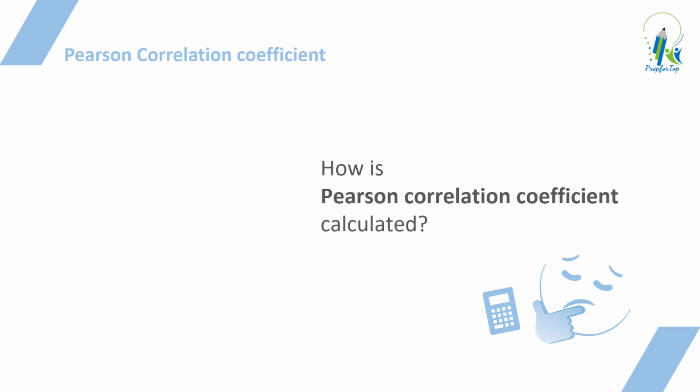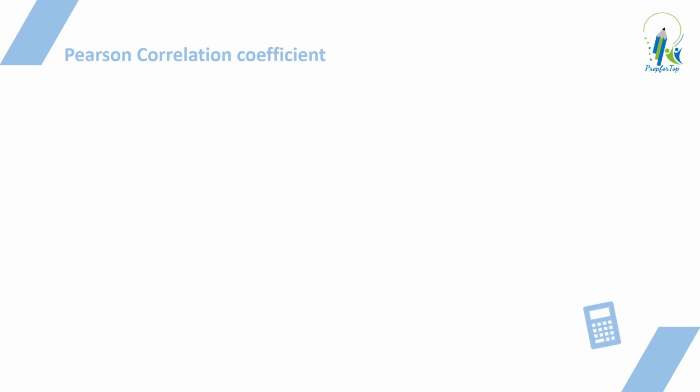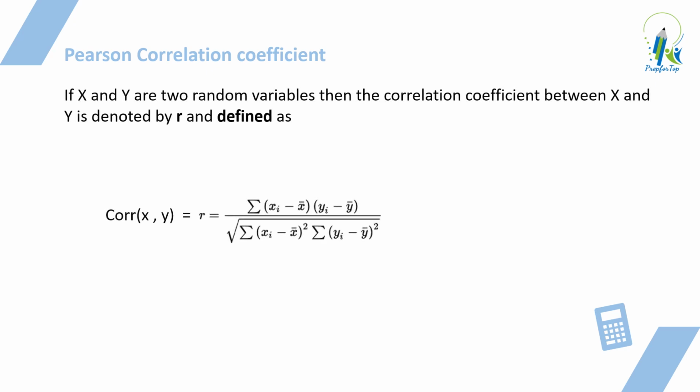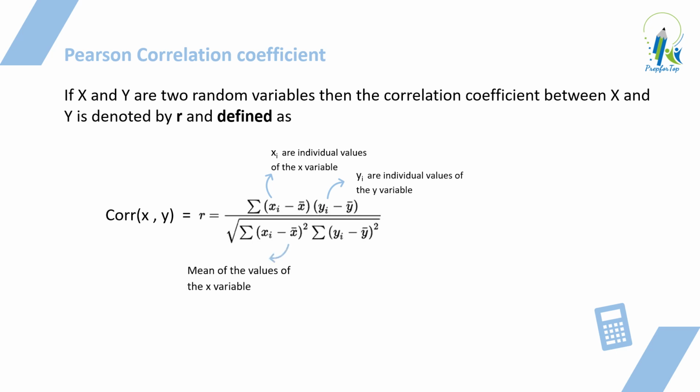How is the Pearson correlation coefficient calculated? If X and Y are two random variables, the correlation coefficient between them is denoted by R and defined as follows. Xi, individual values of the X variable; Yi, individual values of the Y variable; bar X, mean of the X values; bar Y, mean of the Y values.